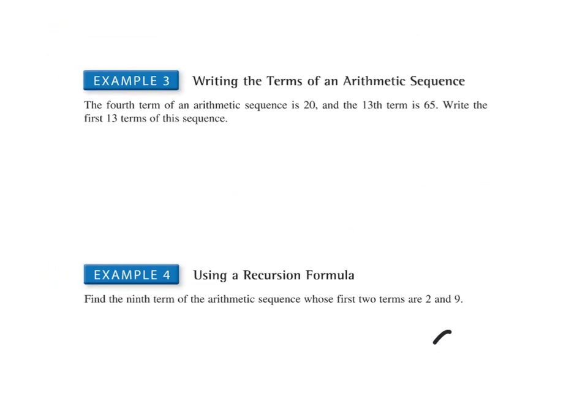Okay, so what I like to do is just write out what they give me first. They said the fourth term of the sequence, so a sub 4 equals 20. They also said the 13th term is 65. They also said write the first 13 terms of the sequence. No, let's do the first 5. That'll be easier. I don't want you to have to be here all day.